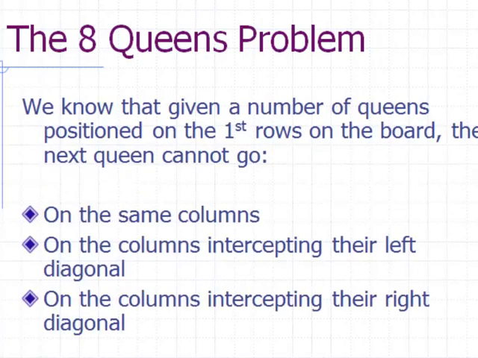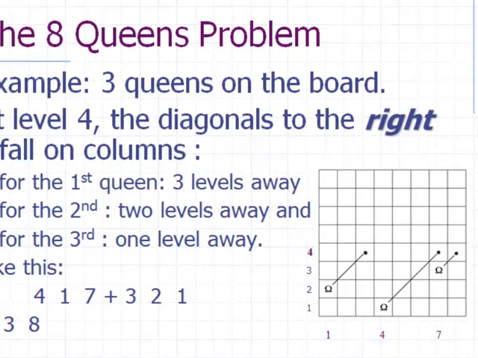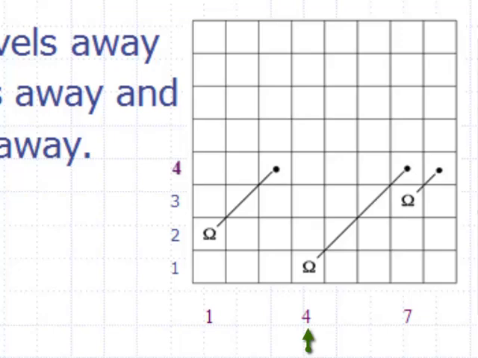We know that given a number of queens positioned on the first rows on the board, the next queen cannot go on the same column, on the columns intercepting their right diagonal, and on the columns intercepting their left diagonal. And this is true for any number of queens. Here's an example. We have 3 queens on the board. The first one is on column 4, the second on column 1, and the third one on column 7. The first queen's diagonal intercepts the fourth line 3 levels up. The second queen 2 levels up, and the third queen 1 level up.